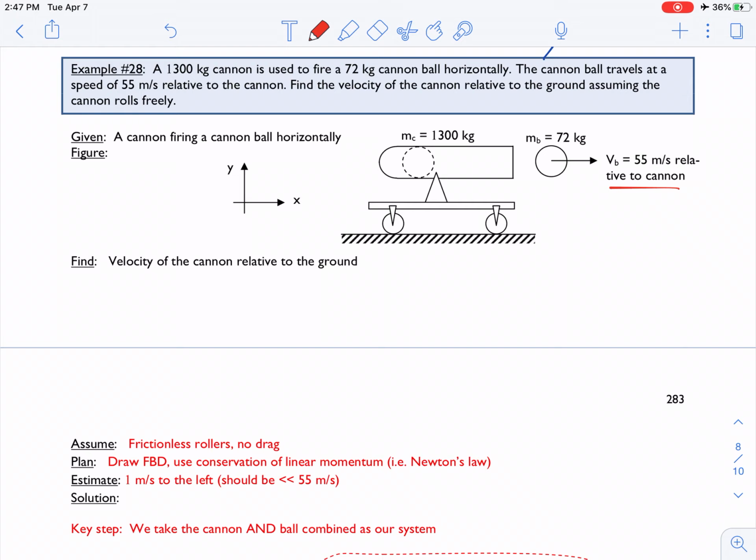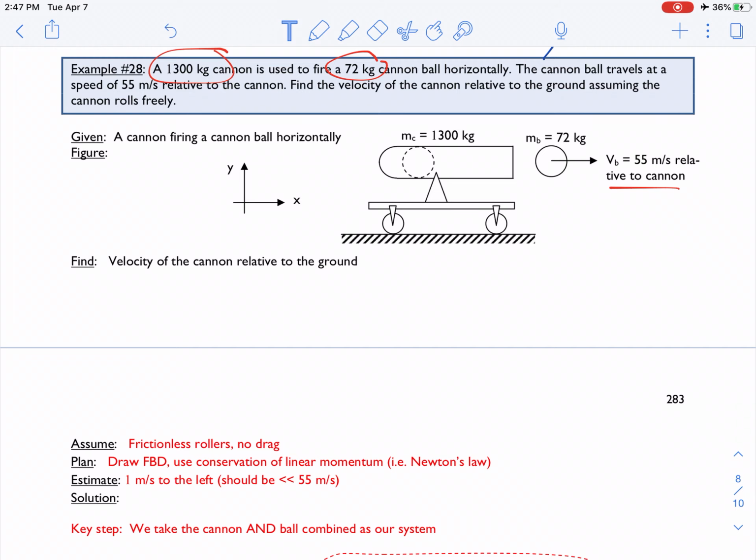So we can see that the cannon is much heavier than the ball, right? Cannonball. So if the cannonball relative to the cannon is moving at 55 meters per second, approximately relative to the ground it should be the same, right? Not exactly, but it's going to be similar because the cannon is so heavy, it's not going to move much compared to the cannonball's speed. So we can think about the estimations that way.